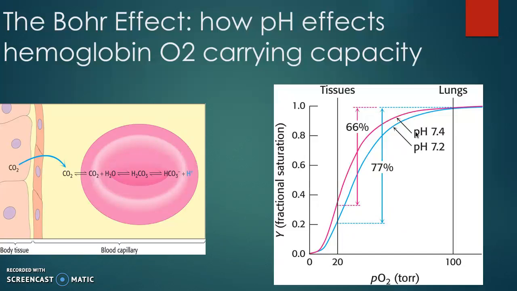And when carbon dioxide is released from body tissues, it enters into red blood cells where it interacts with water, and ultimately forms carbonic acid and hydrogen ions, which lowers the pH. Hemoglobin loses its affinity to bind oxygen at this low pH, releasing much needed oxygen to the cells that were releasing the CO2. So that's what's known as the Bohr effect.